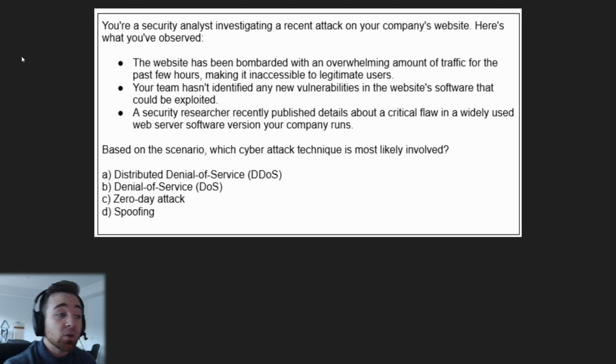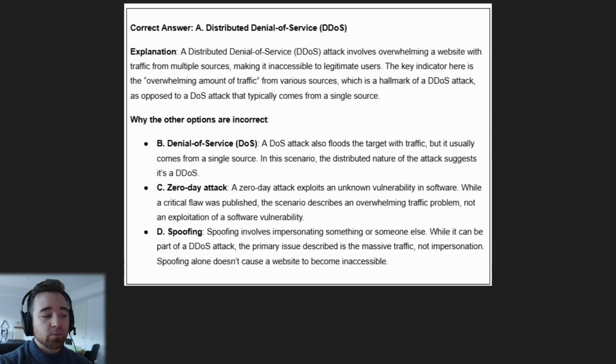And the key giveaway in this question that tells us that's the case is the website was bombarded with an overwhelming amount of traffic for the past few hours. So for hours, overwhelming traffic, you can't really do that with one, two, three devices. You're going to need virtually an army at your disposal, so it's going to need to be distributed across so many devices. So that's why it's distributed and not just a denial of service.